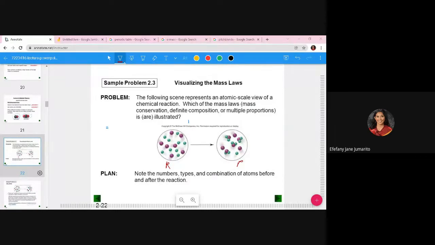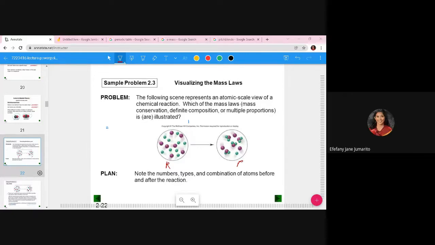Okay, Alona. Ma'am, in the former, there are 7 purple atoms and then 9 green atoms. Then before and after, they undergo a reaction, so their mass is conserved, ma'am.